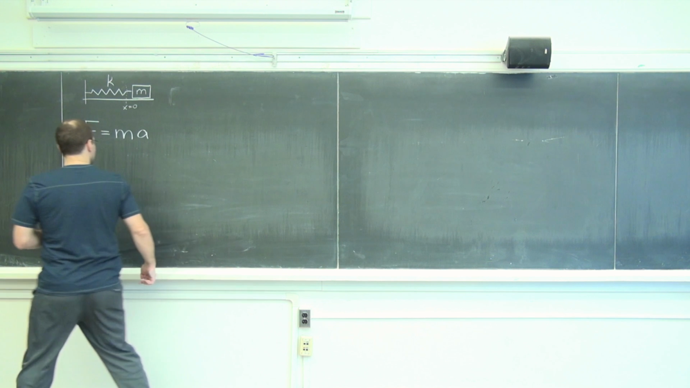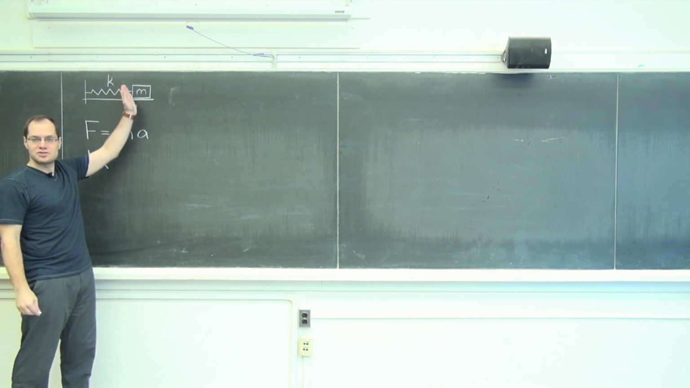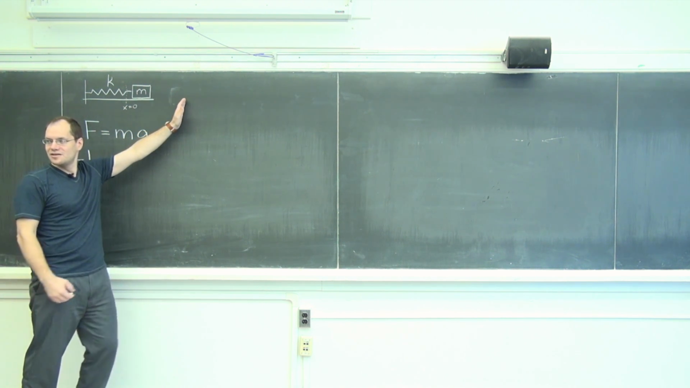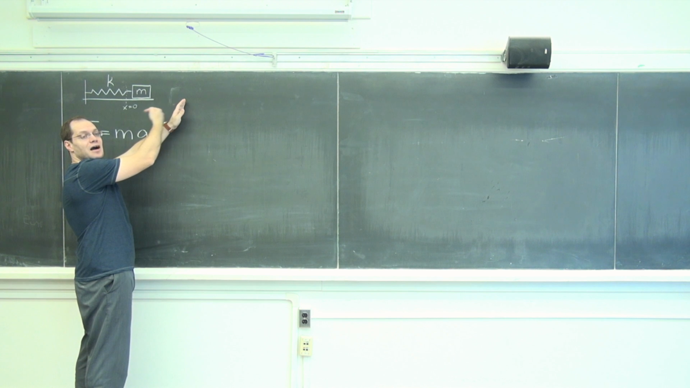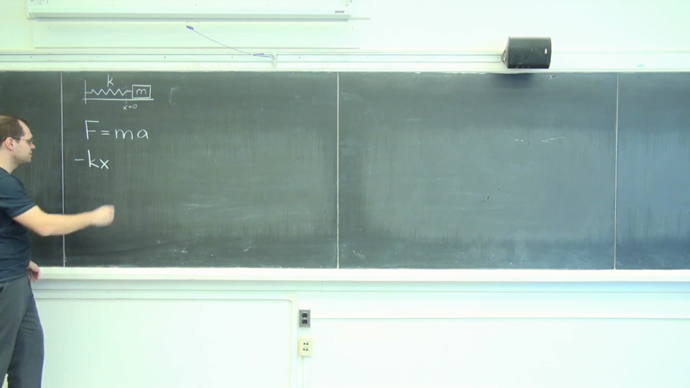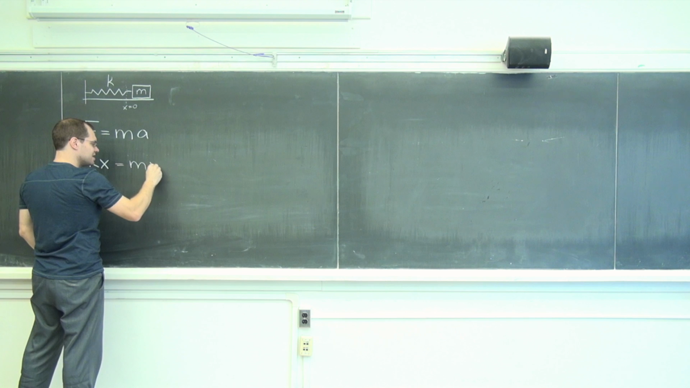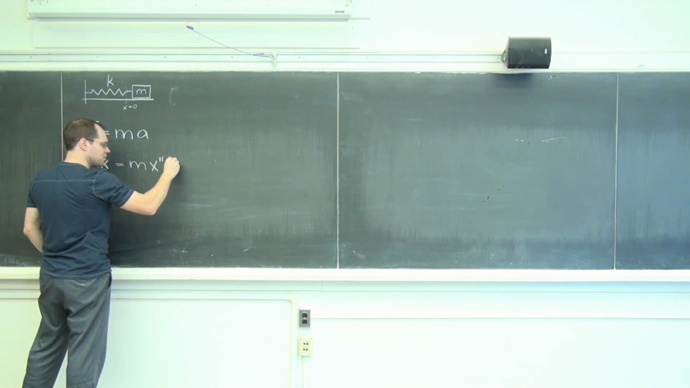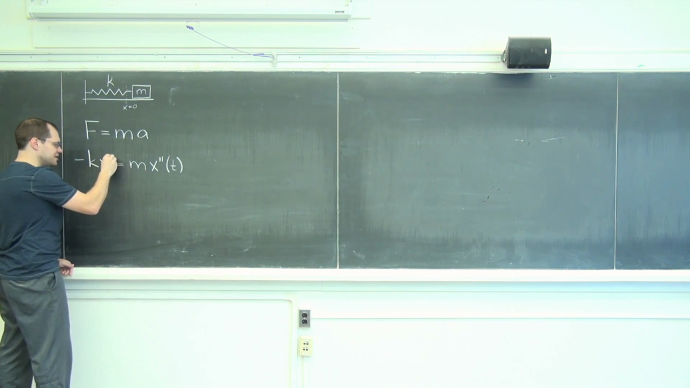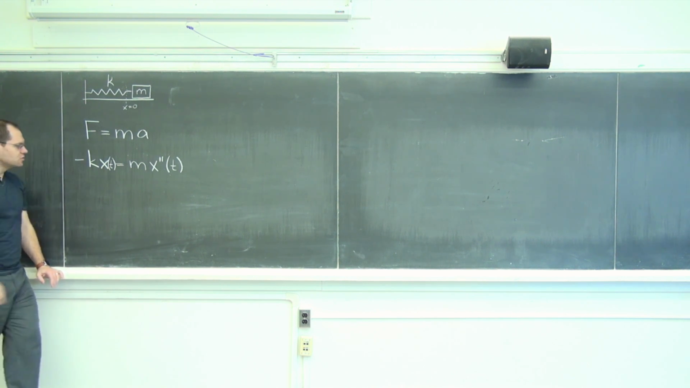Okay, so F, according to Hooke's law, is minus kx. Because if you pull the string in the positive direction, the force will act in the opposite direction. The force will bring you back. It's a restoring force. So minus kx equals m times the second derivative of x, and they're both with respect to time. I could sneak it in here. Okay?